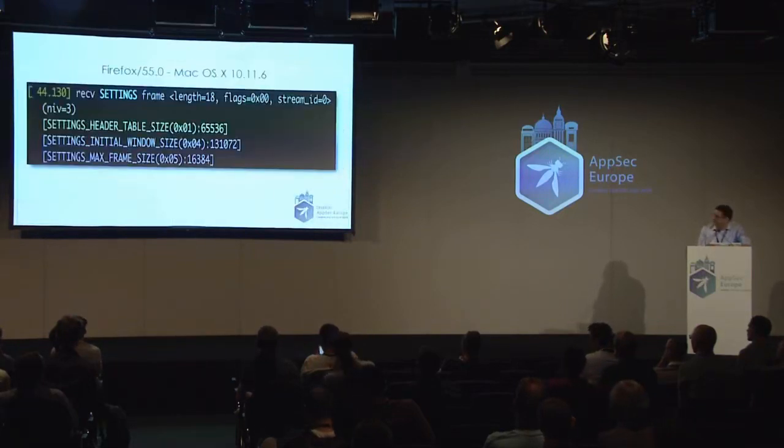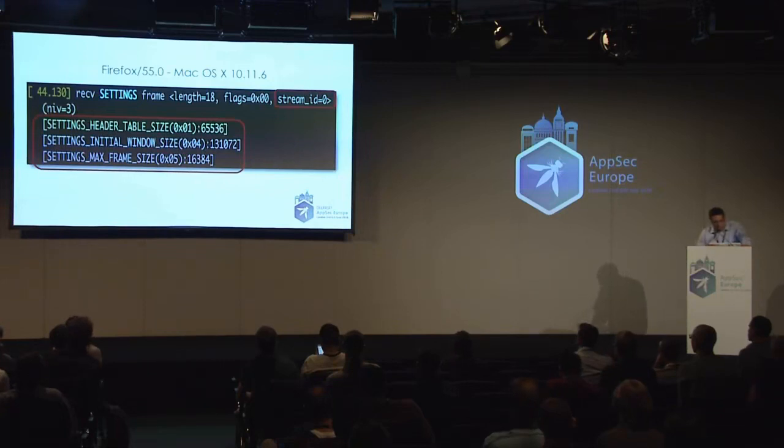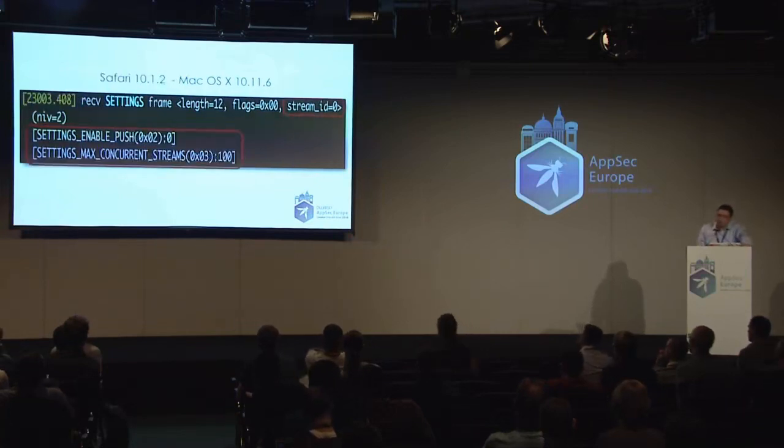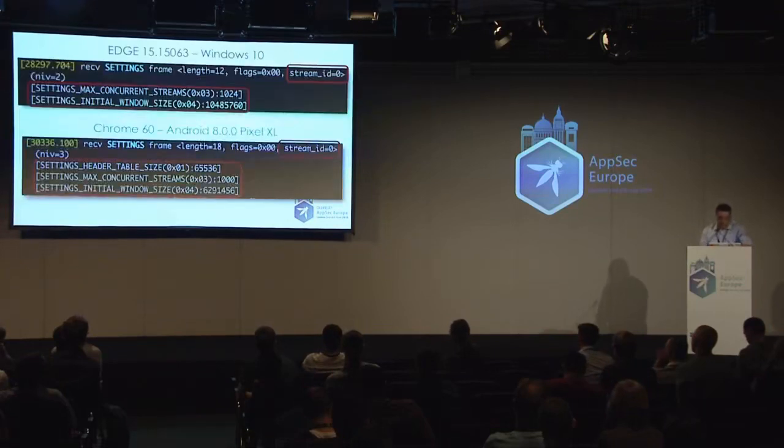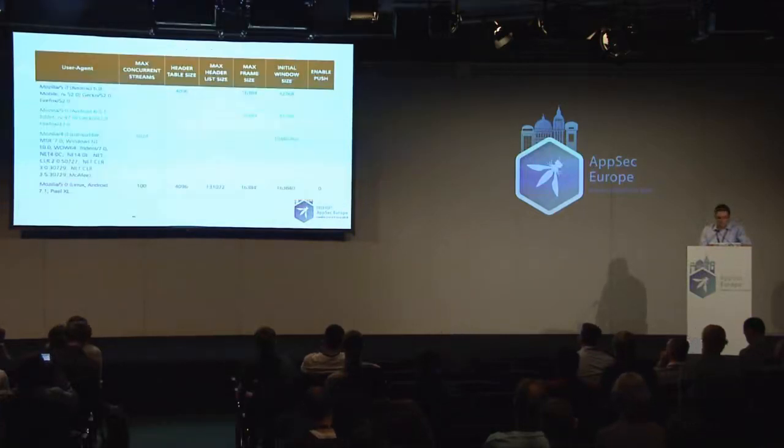And when we actually look at the logs, and this is from Firefox 55, every time that Firefox 55 over Mac OS X is starting an HTTP2 connection, it would send those exact 3 settings with those values. It's constant. And if we move over to Safari, Safari would use other 2 settings with, again, repetitive default values, opting out of the enable push and the max concurrent streams. And those are examples for Edge and for Chrome on Android. And if we just put it in a table, then we can start differentiating between different clients, based on the settings alone.